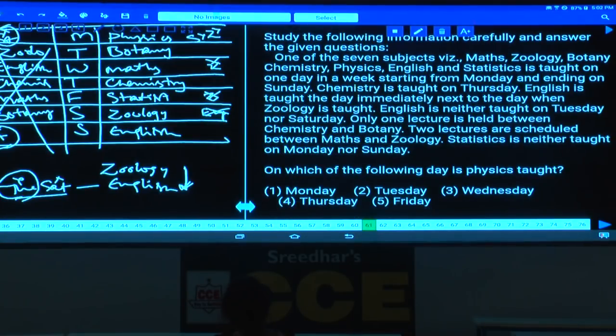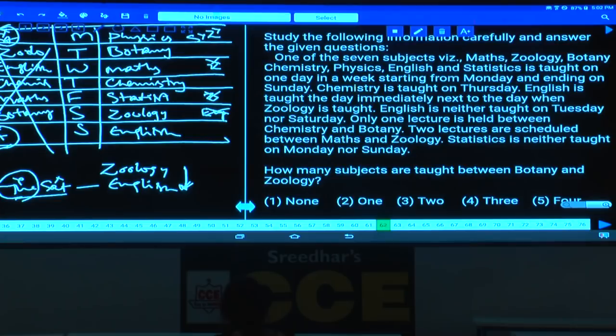Now question number 61. On which of the following days is physics taught? Physics is taught on Monday, that is choice 1. Then question number 62. How many subjects are taught between botany and zoology? Now tell me, between botany and zoology, how many subjects are there? There are exactly 3 subjects between these two, that is choice 4.